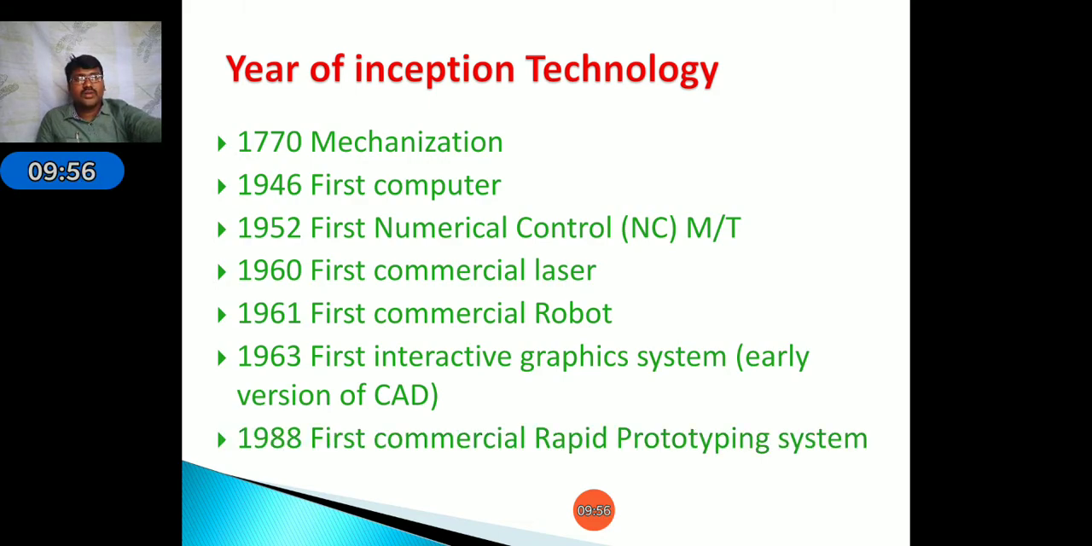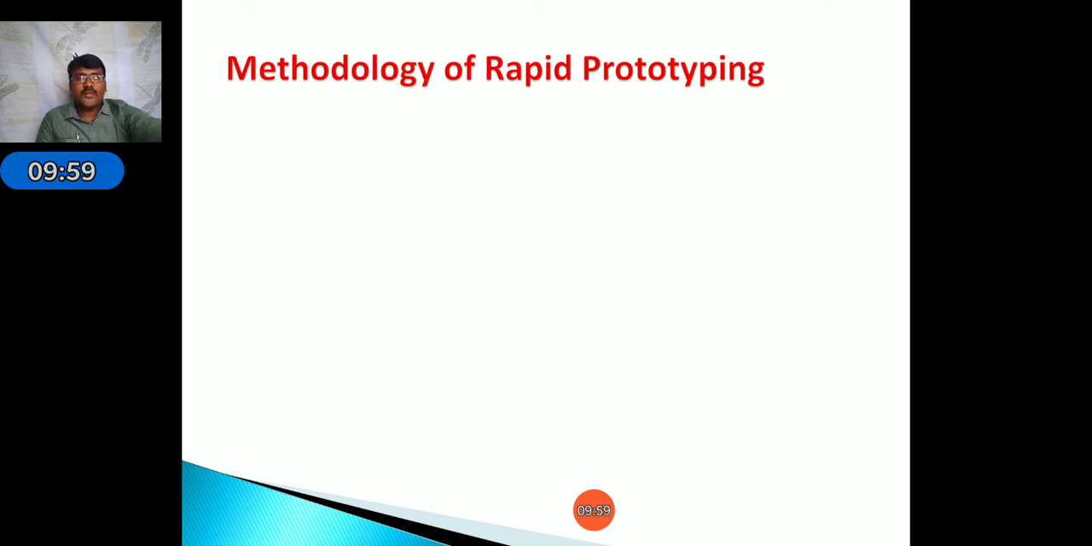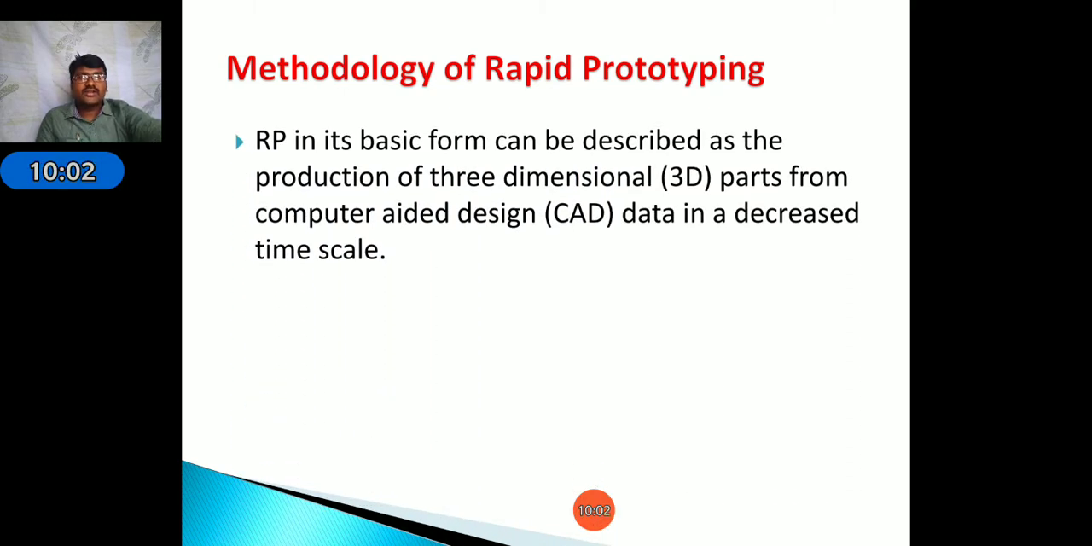Next, methodology of rapid prototyping. What is the methodology? How is the rapid prototype created by using rapid prototyping technology? Here RP in its basic form can be described as the production of three-dimensional parts from computer aided design data. First we have to create the three-dimensional object, and after that it is transferred to an STL file.